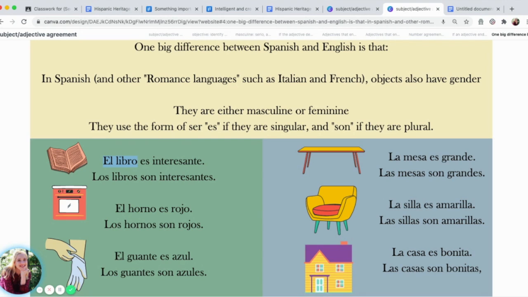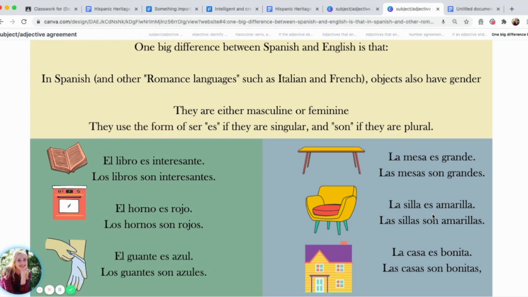So that's the last slide. So the main thing we're taking away from this lesson is that when we are describing something in Spanish, cuando estamos describiendo una cosa o una persona en español, we need to make sure that the adjective matches the subject in gender, so male or female, masculine or feminine, and in number, singular or plural.